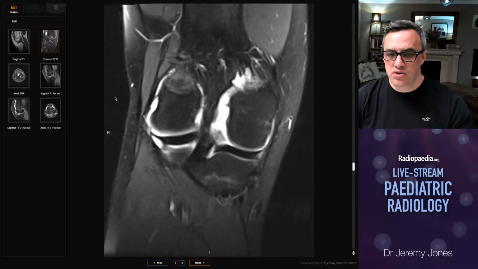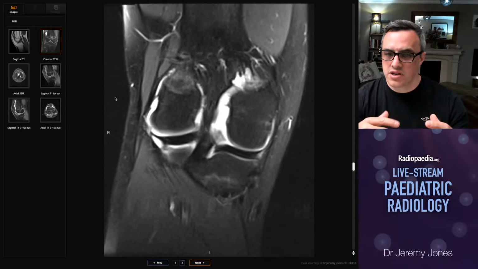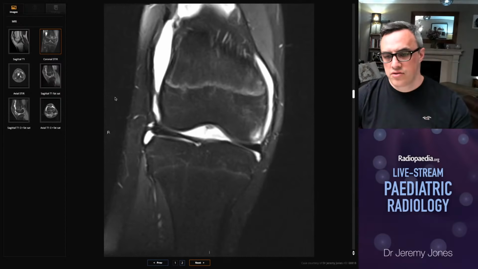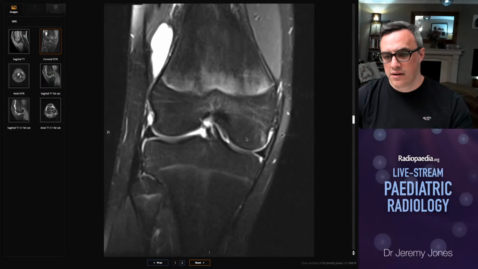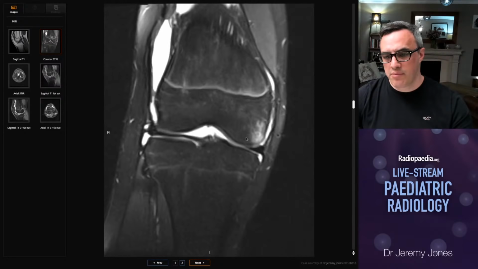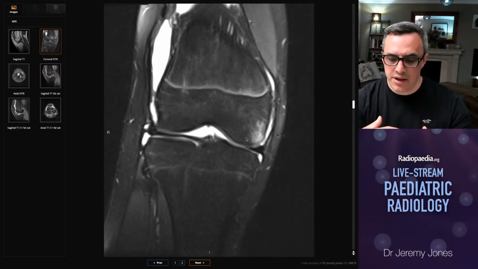Miguel with his ultrasound would have seen effusion. He might have seen the synovitis as well, especially if you put Doppler on. Remember as well I was talking about edema at the start? There is a bit of edema here, isn't there, in the medial femoral condyle, and edema is one of the features that we see in JIA.